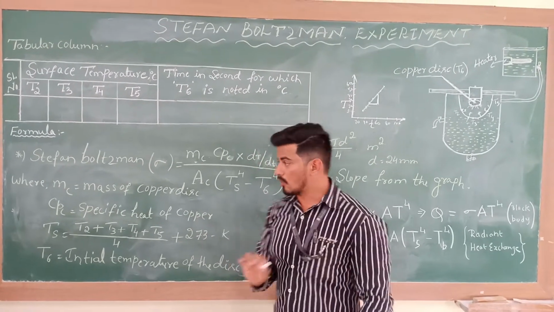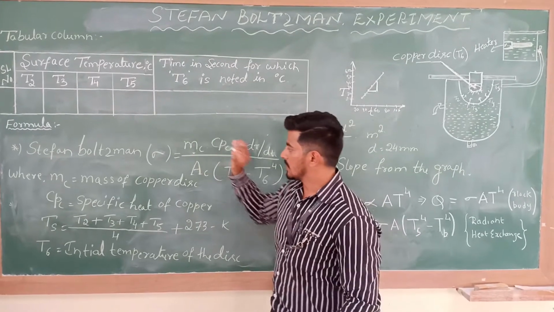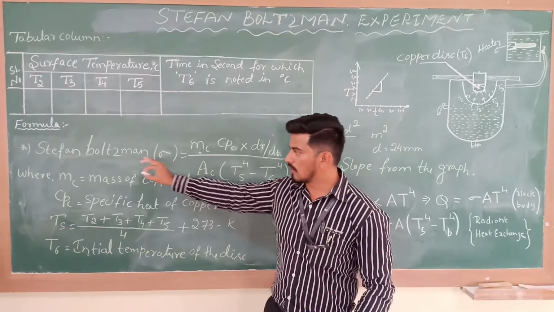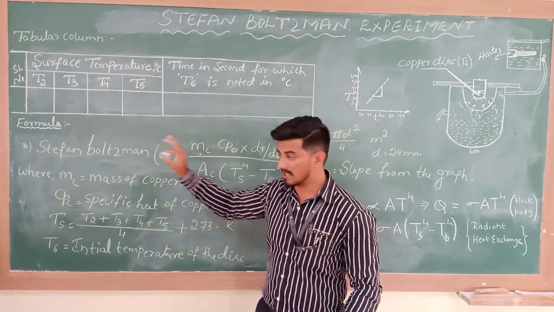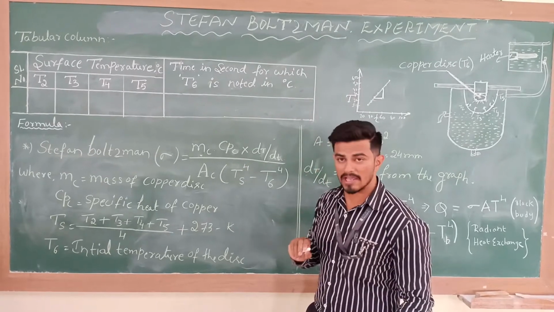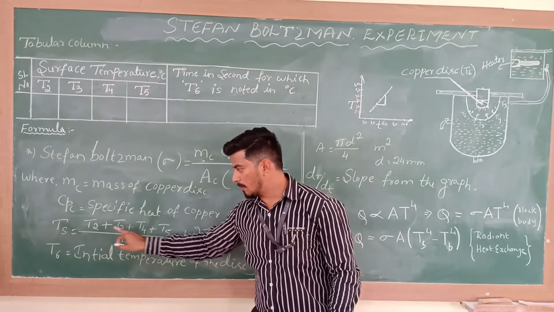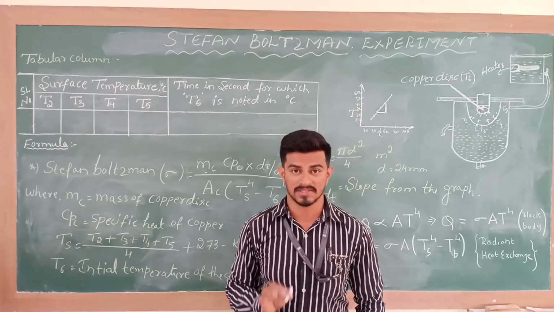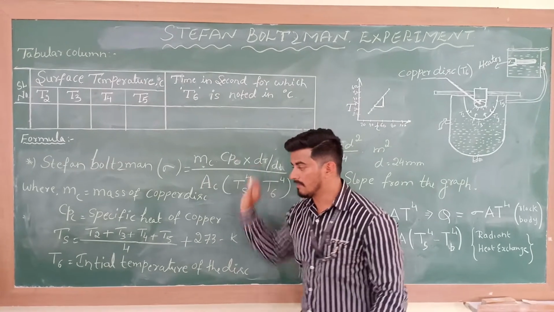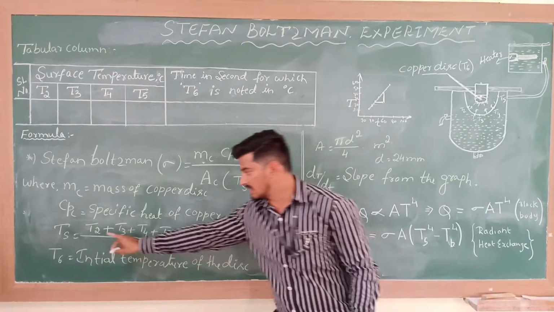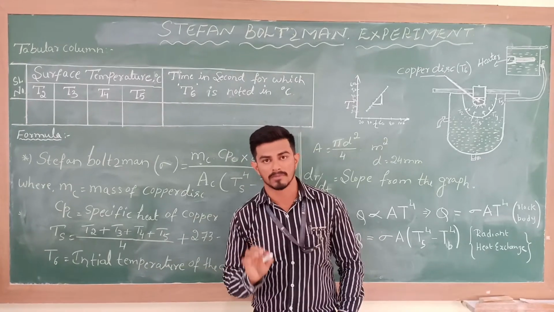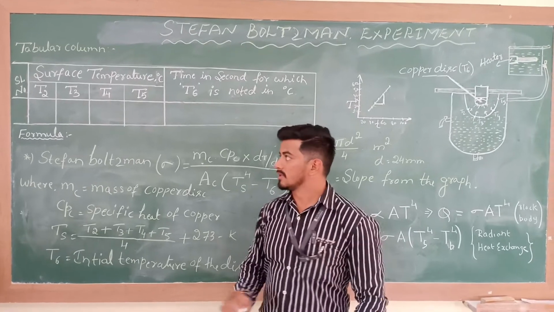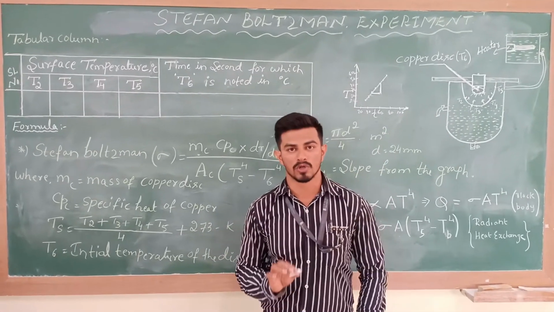But which values do we have to take? The values of Ts, that is T2, T3, T4 and T5, have to be taken after the system has come to steady state. That is very important. After the system has come to steady state, that is when the T2, T3, T4 and T5 values become constant, at that time we take the values for the calculation. Like this we will calculate the Stefan-Boltzmann constant.